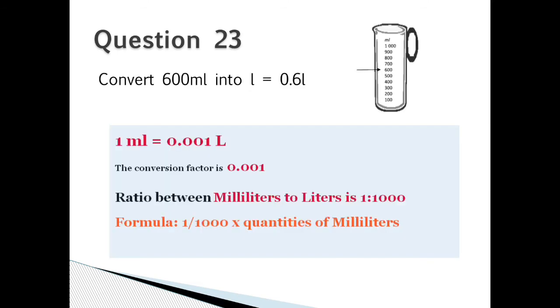We need to convert 600 milliliters into liters, and that is equal to 0.6 liters. 1 milliliter is equal to 0.001 liter. The conversion factor is 0.001. The ratio between milliliters to liters is 1:1000. Your formula is 1 divided by 1000 times the quantities of milliliters.